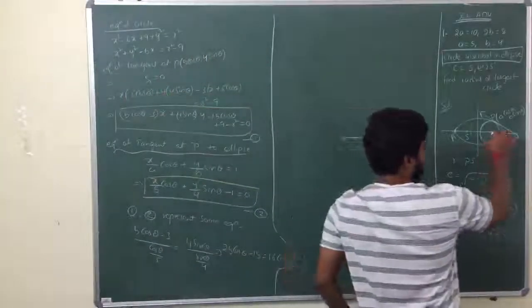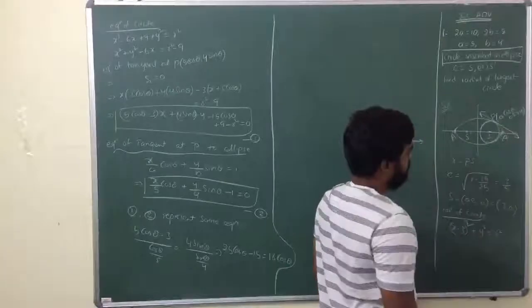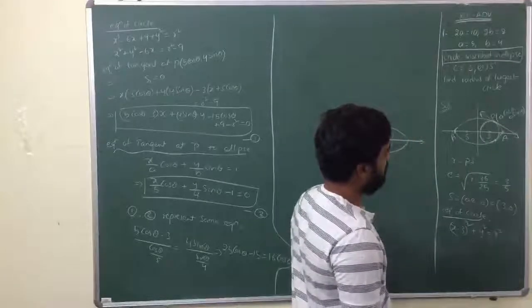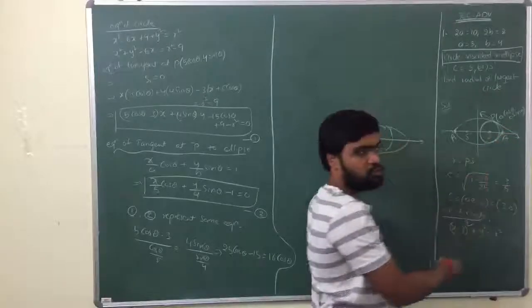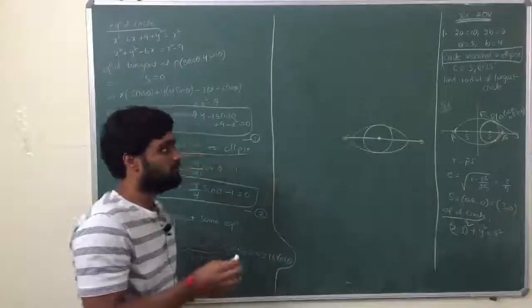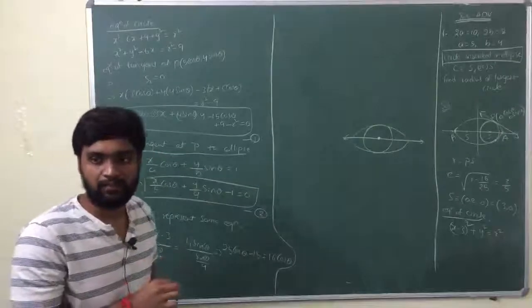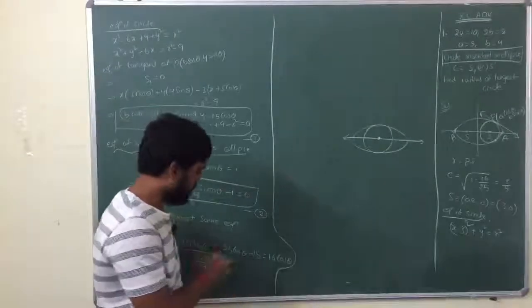So if the center of the circle is S, and the circle is biggest, then the circle is passing through A, but then the circle will not be inside the ellipse.